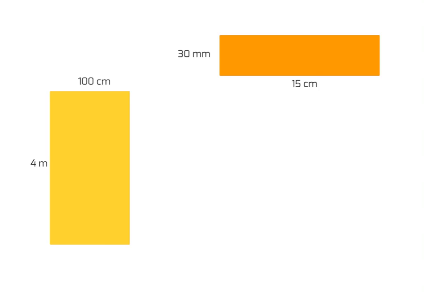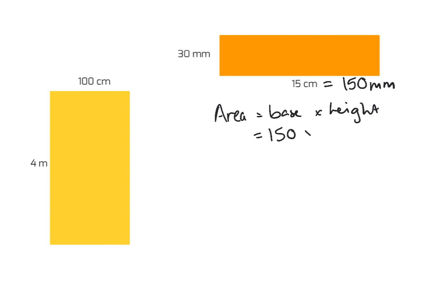Now let's give this next one a try. So now let's do our orange box up the top. Let's start by converting to millimeters. So 15 centimeters times by 10 would give me 150 millimeters. So area equals base times height. My base is 150, my height is 30. I get 4,500 millimeters squared.